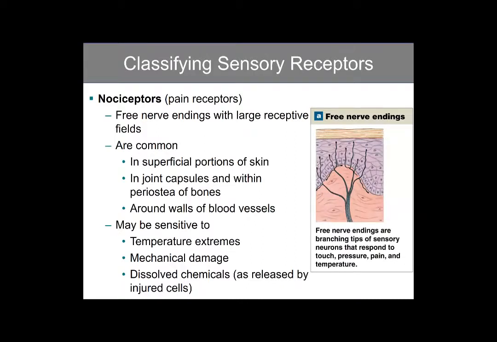Nociceptors are pain receptors. These are free nerve endings with relatively large receptive fields, and they're very commonly found in the superficial portions of our skin, in and around our joints and the periostea of our bones, as well as within the walls of blood vessels. And they're sensitive to temperature, changes in temperature, mechanical damage, or dissolved chemicals.